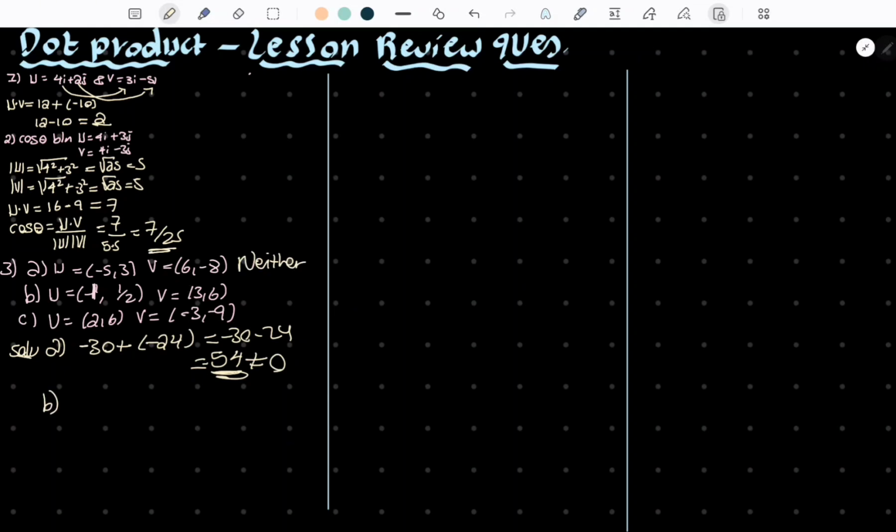The next one is u equals minus 1 comma 1 over 2, and v is going to be 3 comma 6. So let's multiply the respective components. Minus 1 times 3 is going to be minus 3, plus 1 over 2 times 6 is going to be 3, which is going to be 0. So as you remember, if their dot product is 0, then the vectors are orthogonal, or perpendicular.